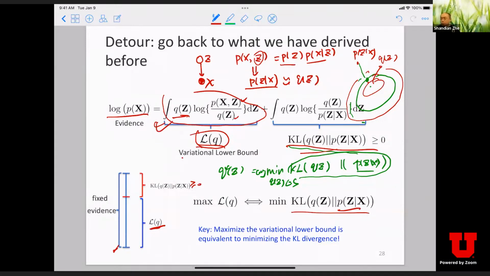So any questions? We got a quick review of the variational inference framework we discussed in the last lecture. Everyone is on the same page, right? Okay.